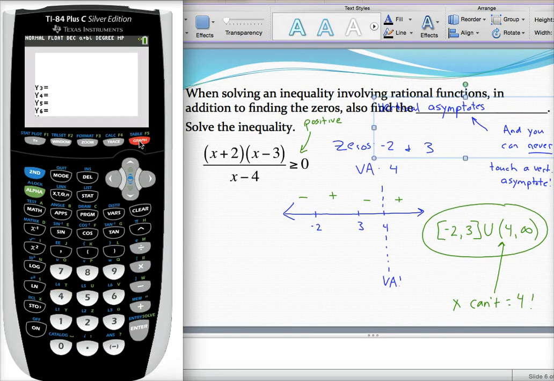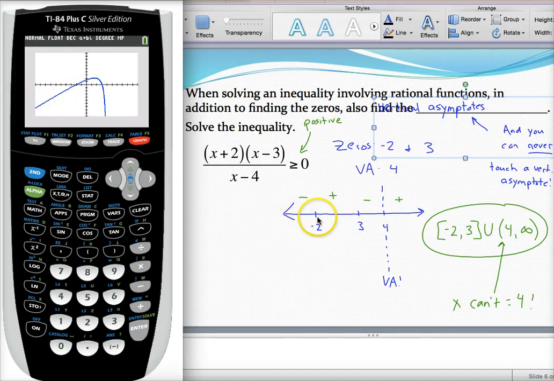So if I hit graph, here's what I'm seeing. Remember, -2 is where your graph may change directions. +3 is where your graph may change directions. And then there's a vertical asymptote at 4. And so using the graph, I can see that if I pick a number smaller than -2, like if I go over here on the number line, my graph is below me. So there's a negative interval.